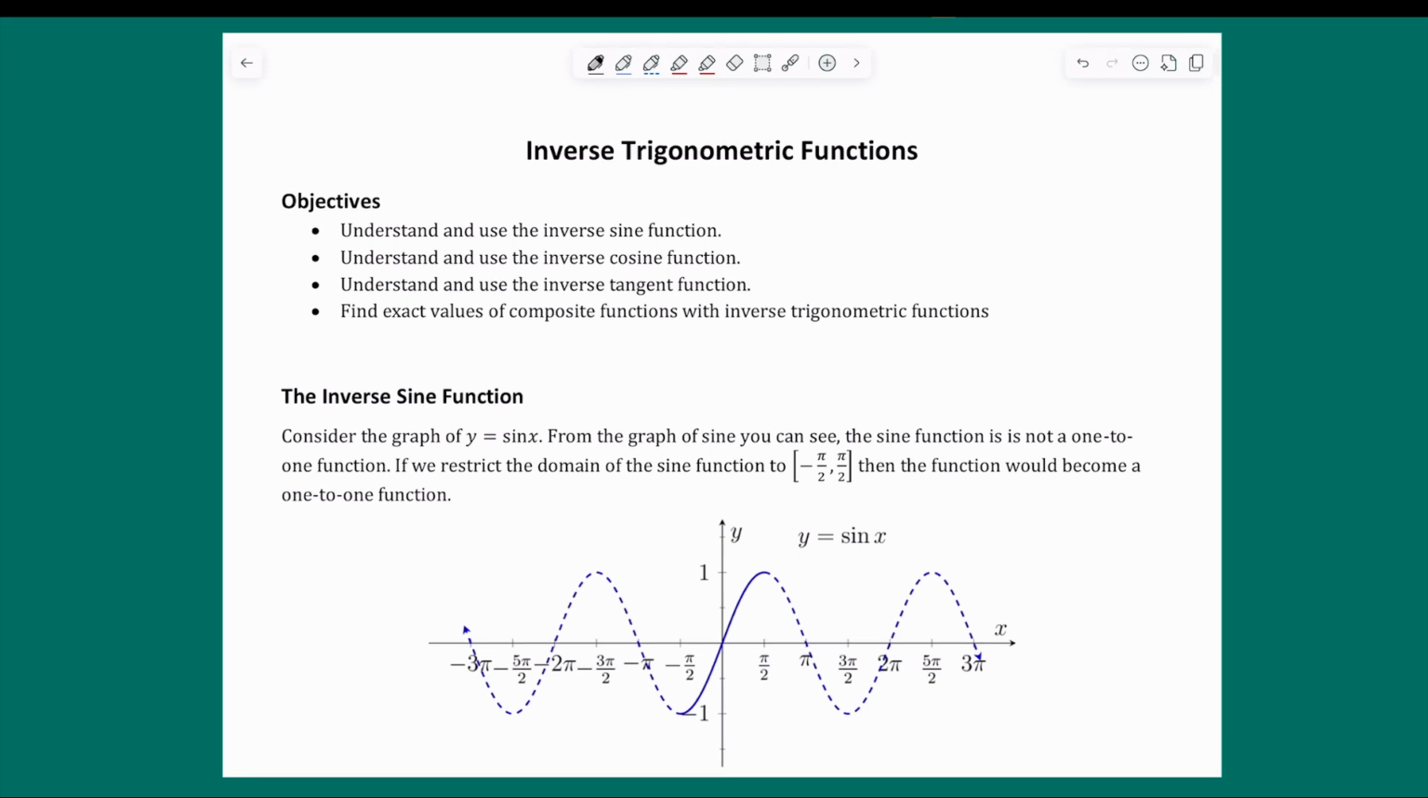Okay, so in this video here, we're going to talk about the inverse trigonometric functions. Our objectives are to understand and use the inverse sine function, understand and use the inverse cosine function, understand and use the inverse tangent function, and then find exact values of composite functions with inverse trigonometric functions. All right, we'll begin with the inverse sine function.